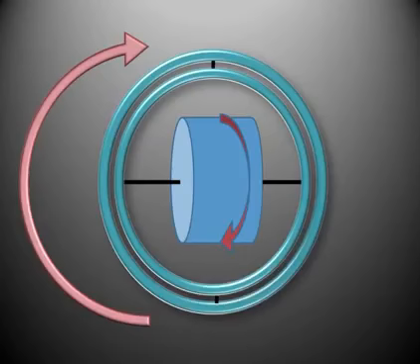The second property of gyroscopes is precession. If we apply a torque against the rotor axis, this torque manifests itself as a torque 90 degrees later in the plane of rotation.